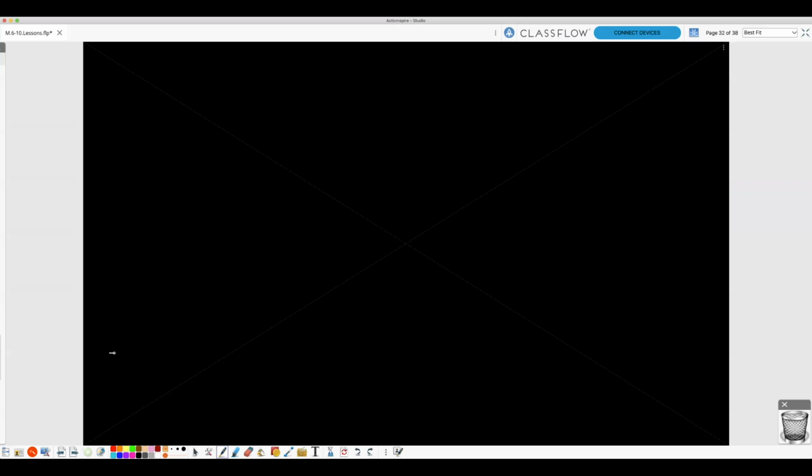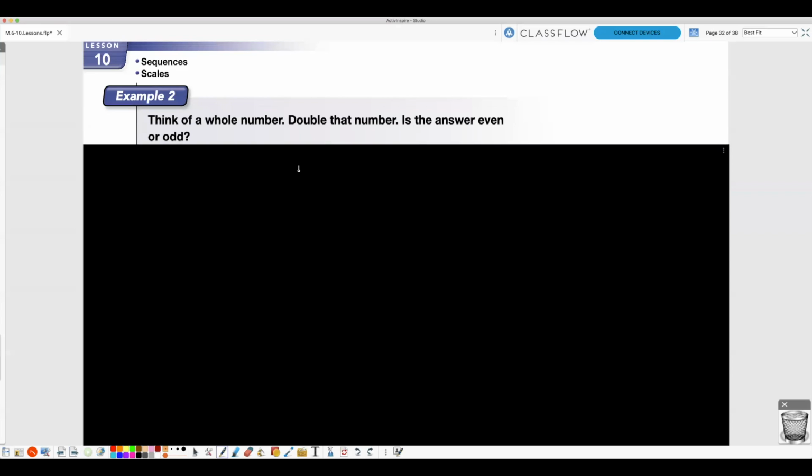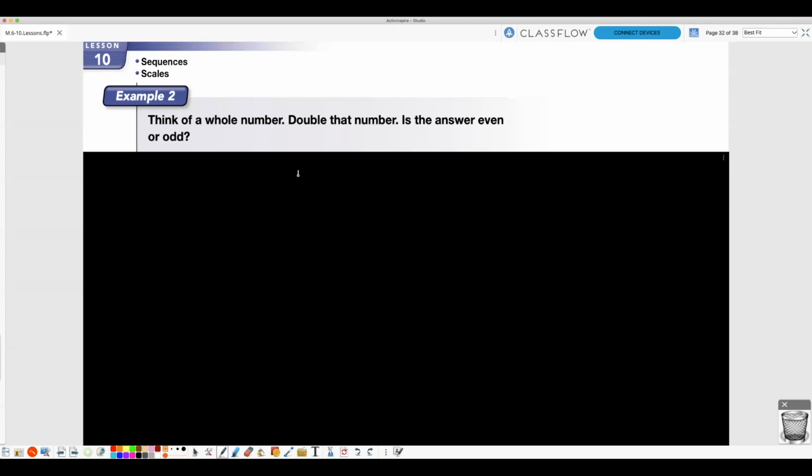All right, let's look at this one. So think of a whole number, double that number, and is that answer even or odd? So let's look at a whole number. Let's say it's 12. Double it, that means times 2, that's 24. Let's think of another whole number. Let's say 8. 8 is a whole number. It's times 2, that's 16.